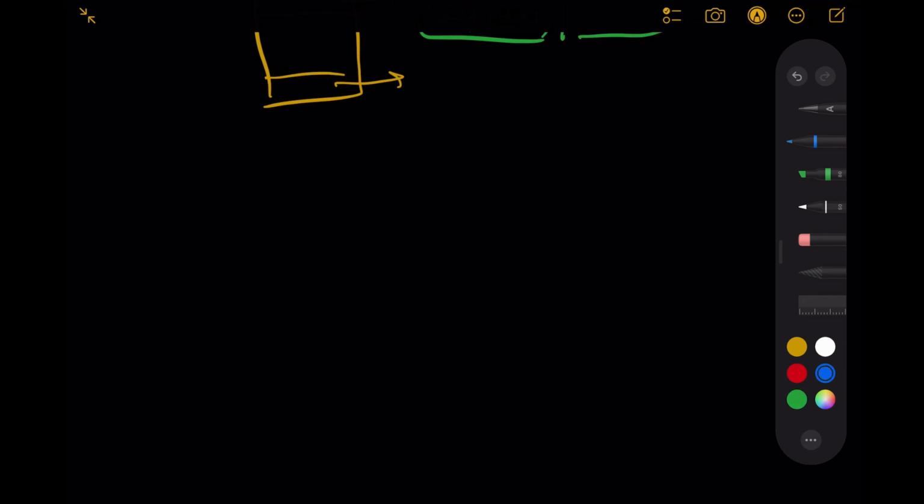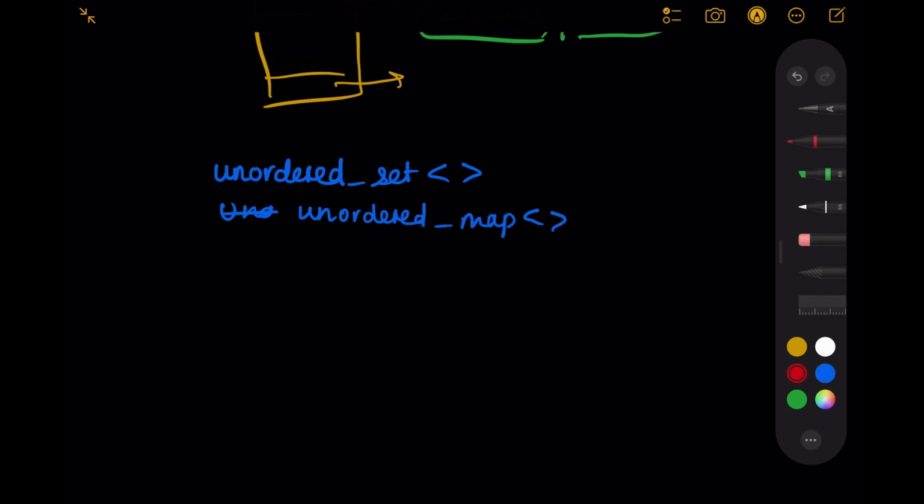So one is the unordered set and unordered map, and the other is simply a map and a set. Now what is the difference? If I traverse a map or a set, I will get keys in increasing order. That is, keys are stored in a sorted order in a map or set.